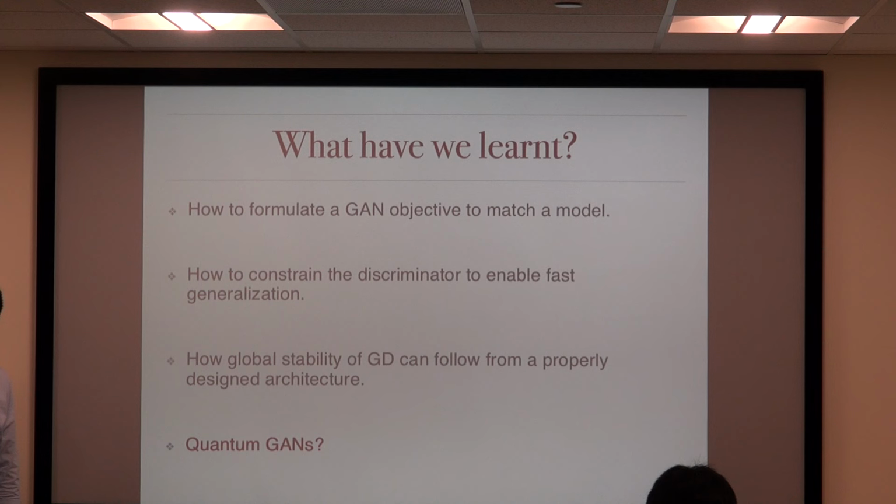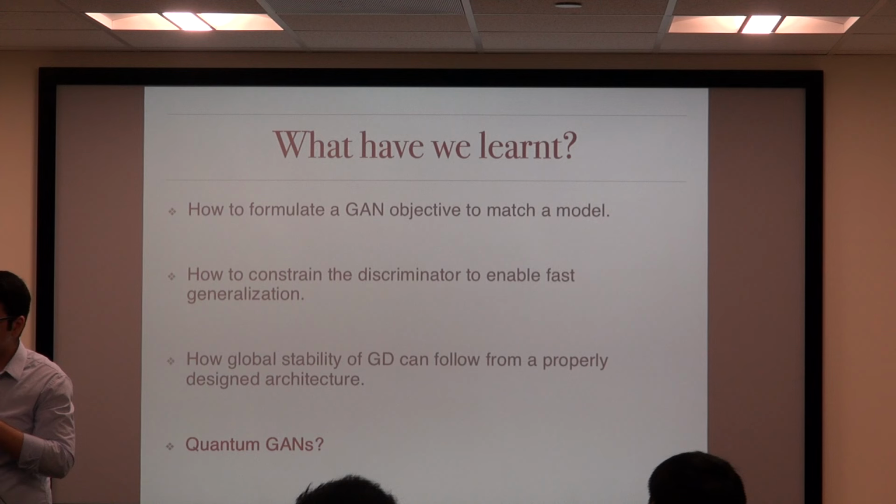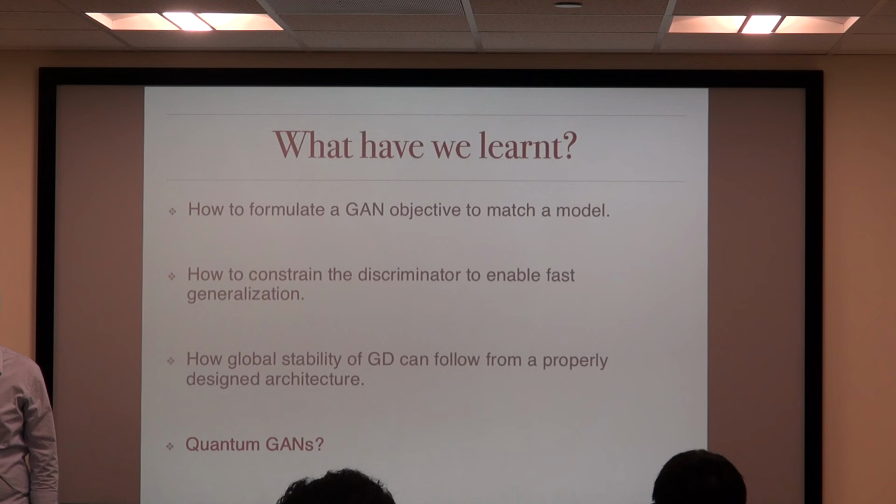Any questions? So you showed that these quadratic objective functions then allow you to match Gaussians. But we did already know how to match Gaussians without GANs, right? So do they work really well for other kinds of problems? What sorts of problems do they work for, non-Gaussian?